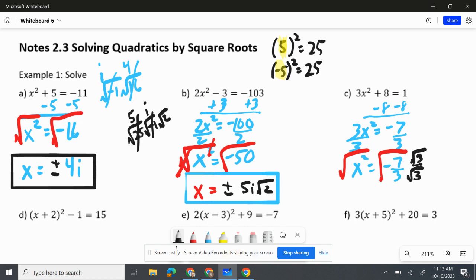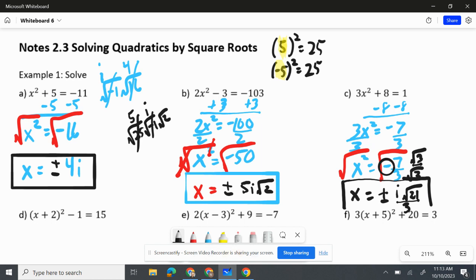And whenever we create a square root, remember we have a plus or minus answer. The negative means that there's an i. 7 times 3 is 21. 3 times 3 is 9, and the square root of 9 is 3. So that right there gives us our answer.